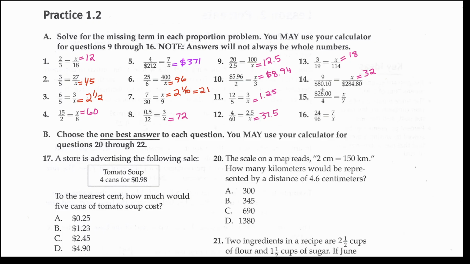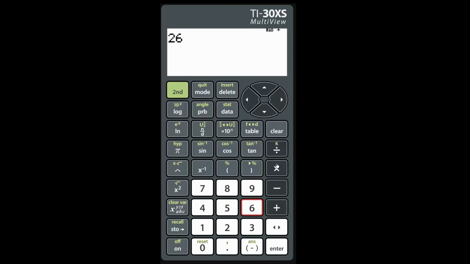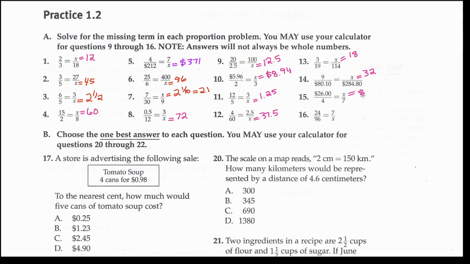Number 15. Multiply $26 by 7. Okay, $26 multiplied by 7. Enter. I have 182. Push division sign, push 4 equals, you have 45.5. So put dollar sign first. $45.50.